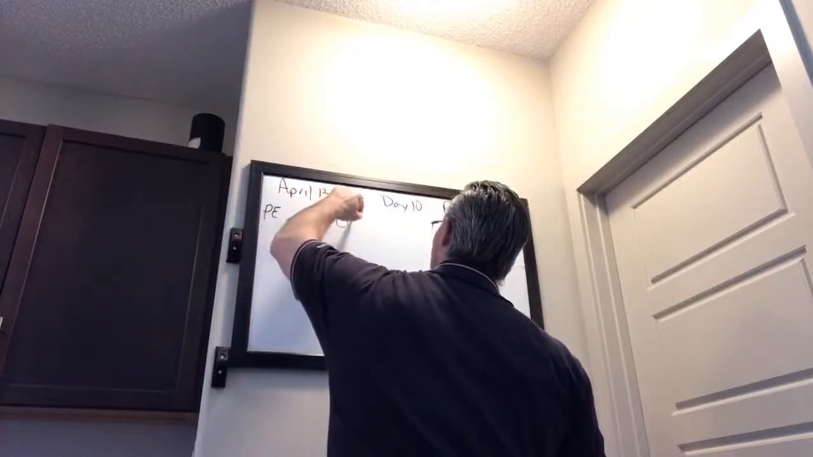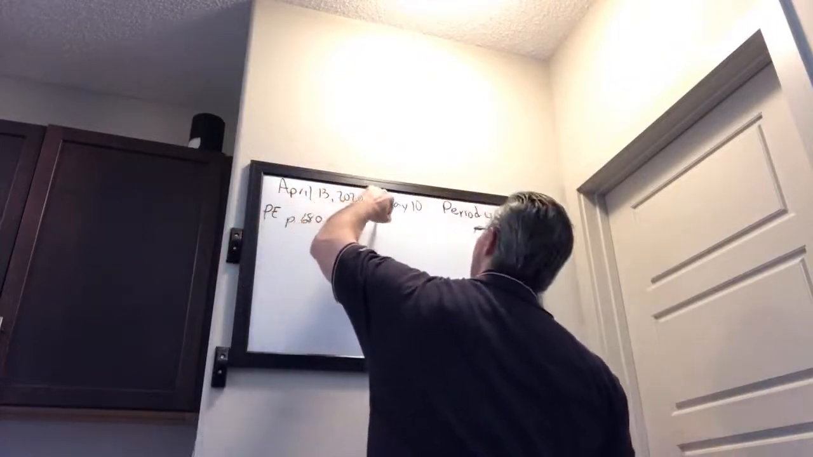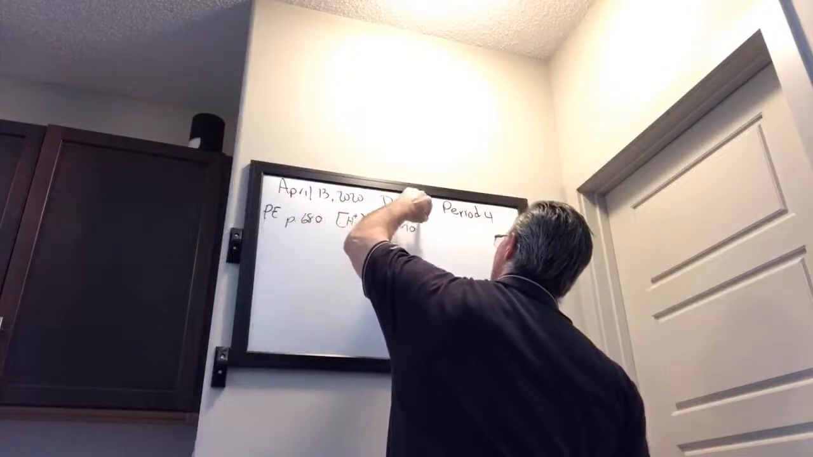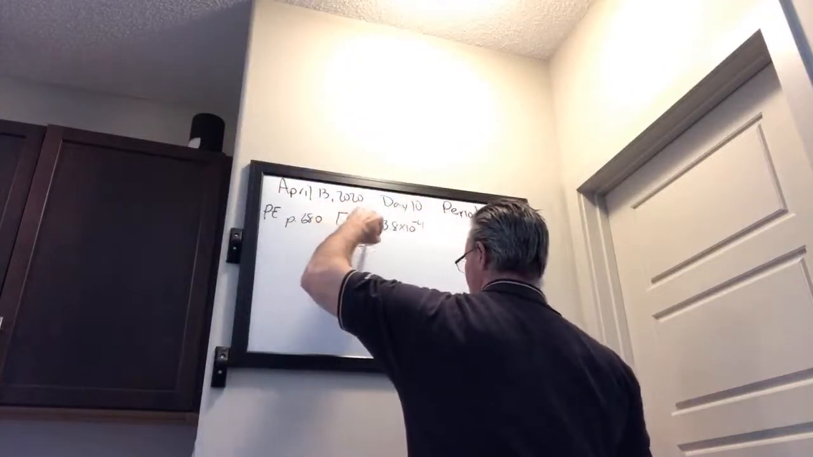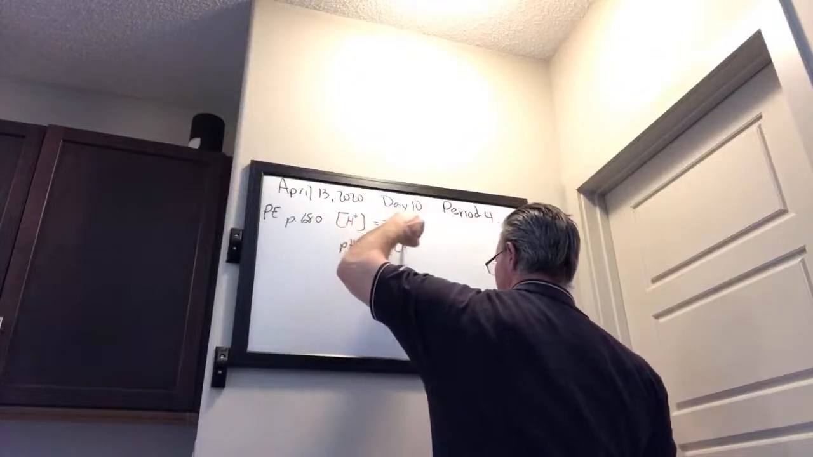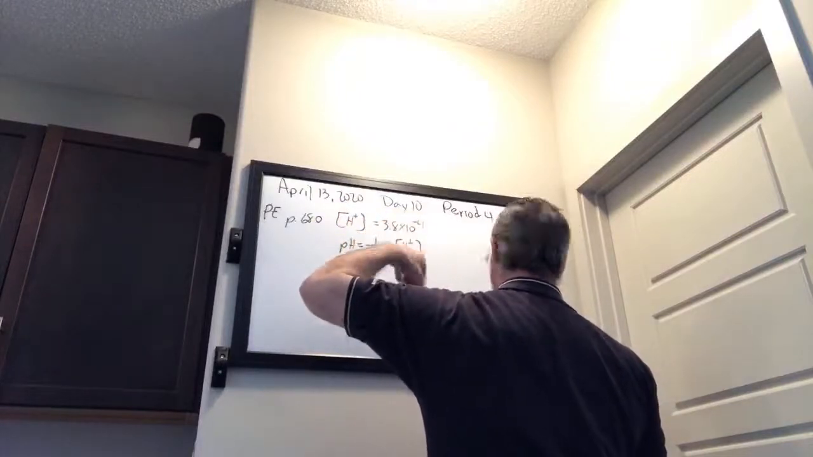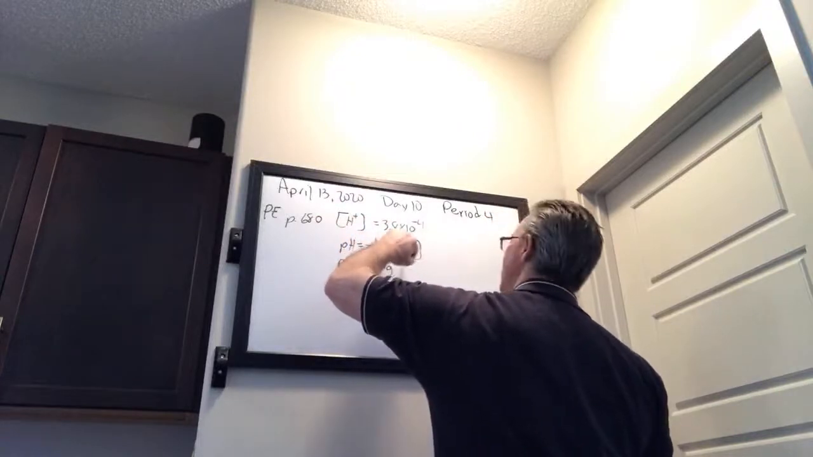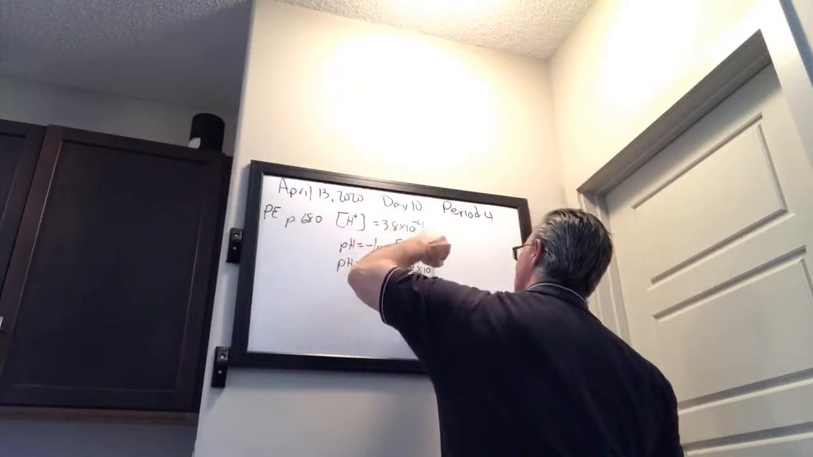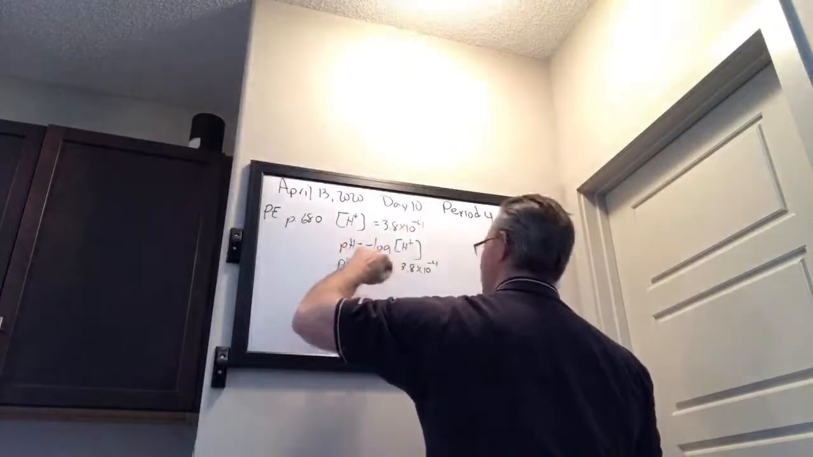So the H plus concentration is equal to 3.8 times 10 to the negative 4. And since pH is equal to the negative log of the H plus concentration, plug that in, you get pH equals the negative log of 3.8 times 10 to the negative 4. You enter that into your calculator, the answer you get is 3.42.